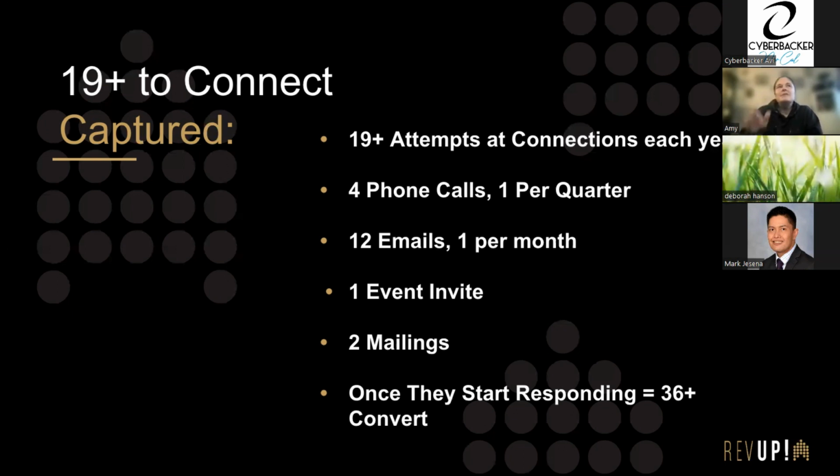At any time during this 19 to connect, if they start responding, we're going to move them over to the 36 to convert. Now, I would recommend personally that the 12 emails be something easy that we could reuse on the 36 to convert, because we're going to talk about that in a minute as well. But maybe it's a newsletter that you're sending them once a month. Maybe, if they're a homeowner, you've got them on a property update through something like Real Scout once a month, where they're getting the neighborhood update.